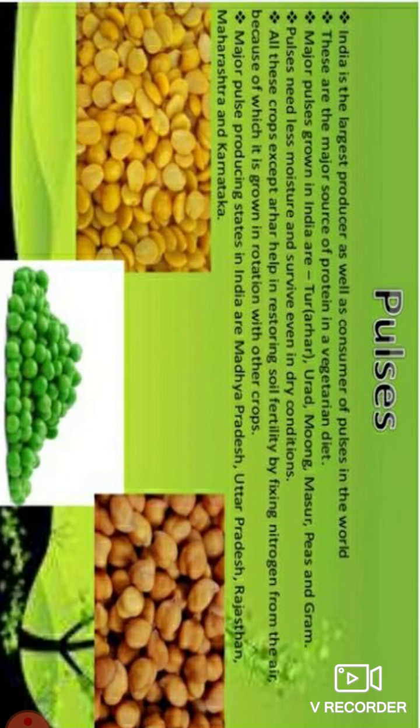And all these crops except arhar help restore soil fertility by fixing nitrogen from the air. Because of this ability, they are important for the fertility of the land. And because of it they are grown in rotation with other crops also. And the major pulses producing states in India are Madhya Pradesh, Uttar Pradesh, Rajasthan, Maharashtra, and Karnataka.